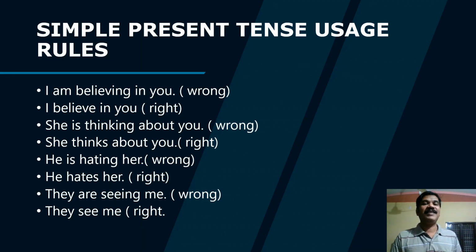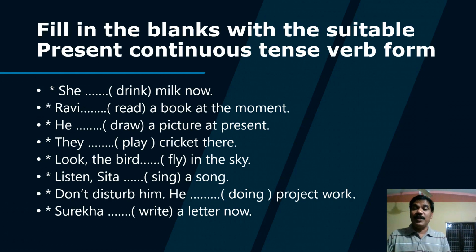She's thinking about you. Wrong. She thinks about you. Right. He's hating her. Wrong. He hates her. Right. They are seeing me. Wrong. They see me. Right. So like this, no present continuous. And if you use present continuous, they give secondary meaning. Please keep in mind. Okay, dear ones, friends, students.